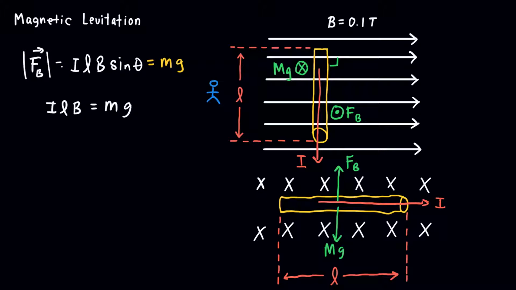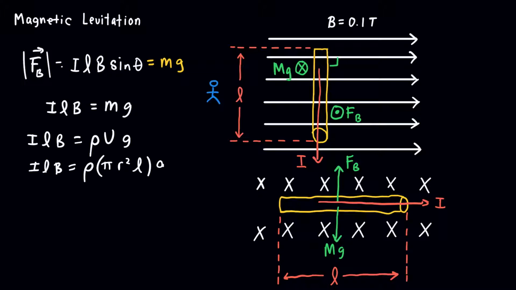And so I'll express this as I L B equals the density times the volume of this wire, which is equal to the mass of the wire. So I've expressed it that way. And we should know that for a cylindrical object like this, the volume of that wire is going to be equal to pi r squared, the cross-sectional area of the wire, times L, the length of that wire. That whole term represents the volume, times G.